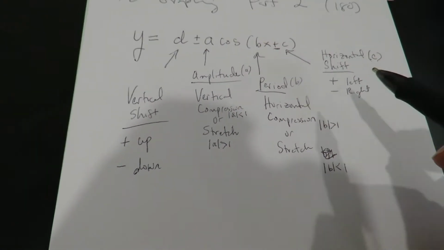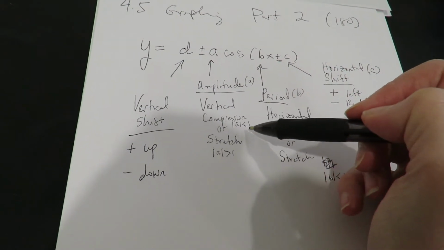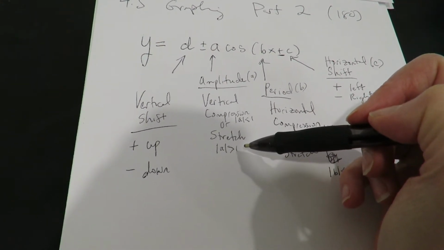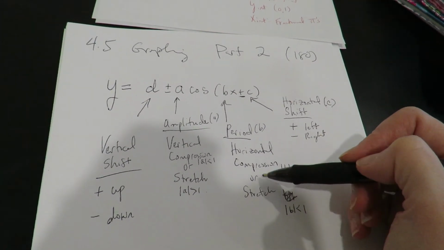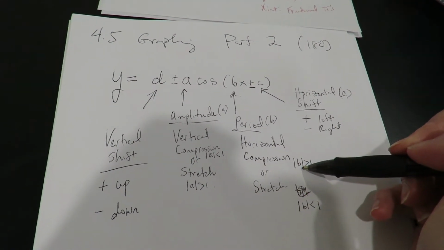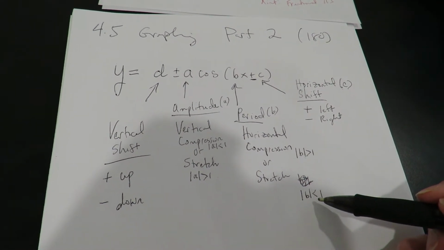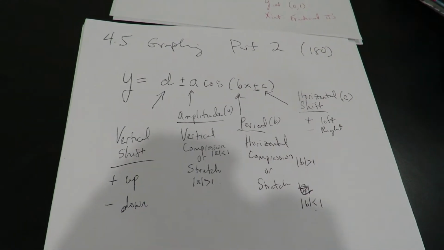Let me just make sure I was clear. So A is the amplitude. If you're compressing a graph, A is going to be less than 1. If you're stretching a graph vertically, A is going to be greater than 1. B is the period. That is the horizontal compression or stretch. If the B value is greater than 1, you're horizontally squishing it. If B is less than 1, you're horizontally stretching it.